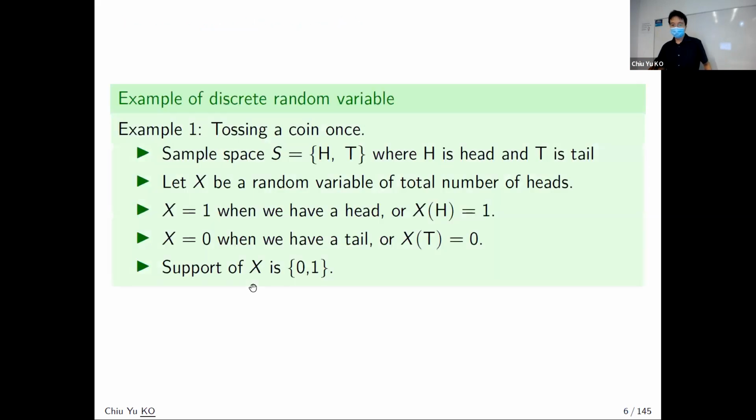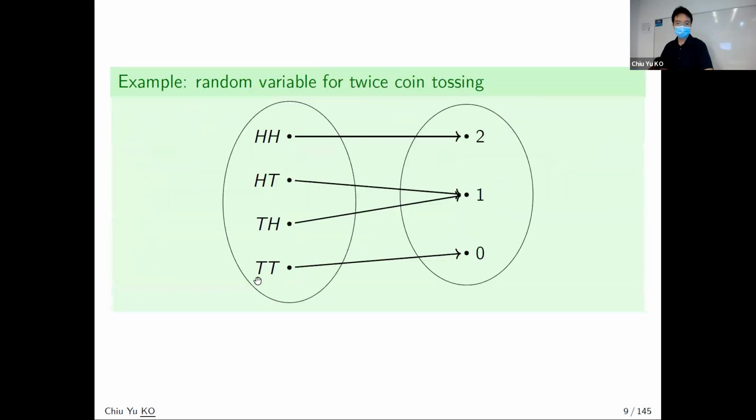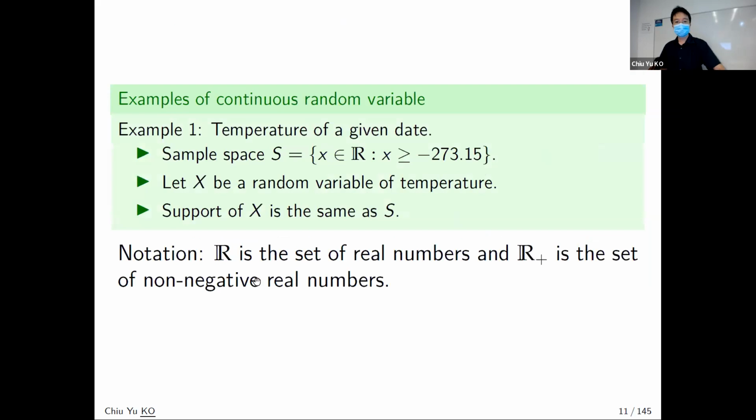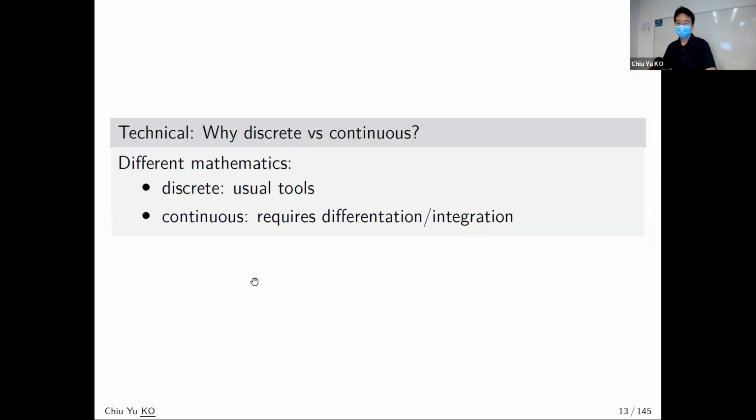And we have given you examples. For discrete, the number of heads or number of tails when tossing a coin once or twice and so forth. For continuous, you have a stock price or a temperature, right?